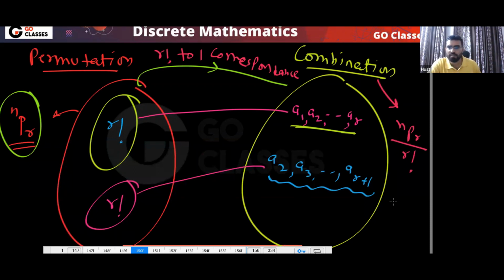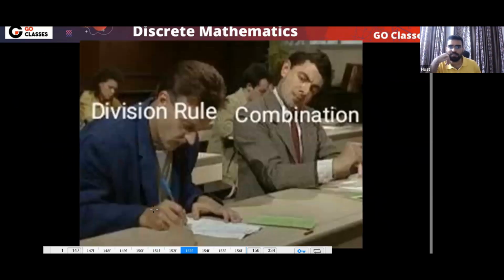And what do we call it? We call it NCR, right? So that's it. This is your proof. So finally, I can say combination is nothing but the division rule.